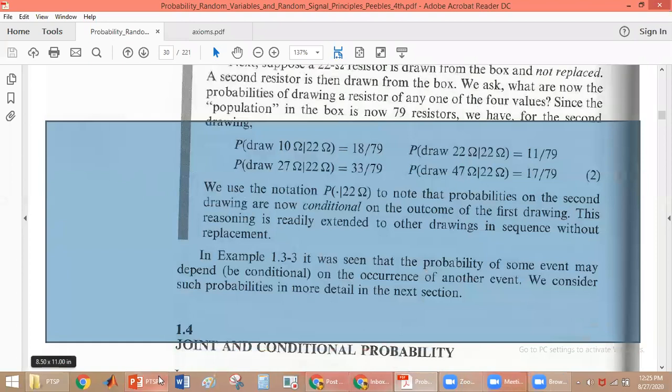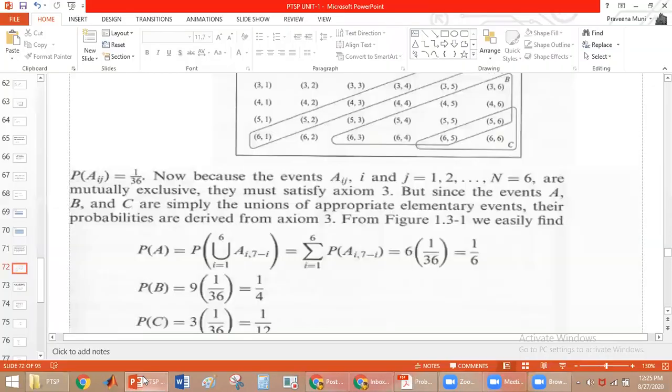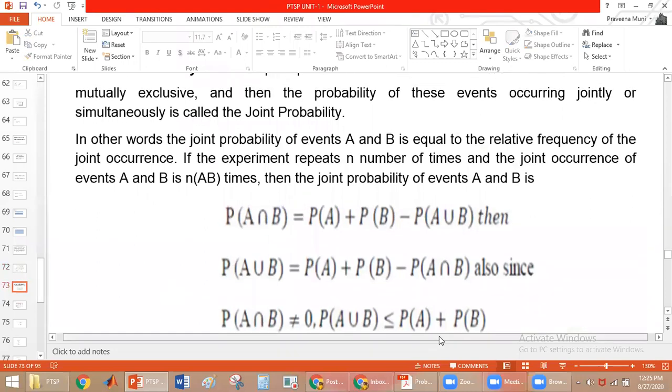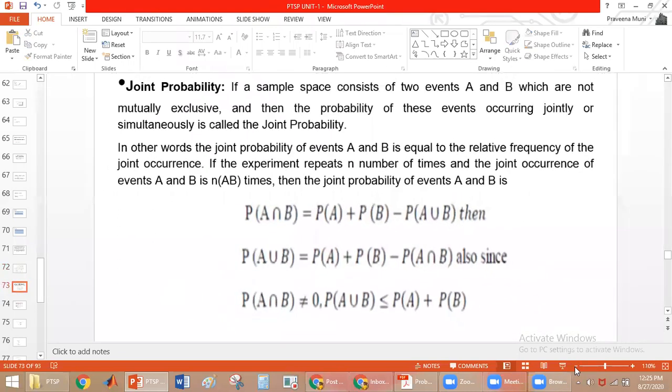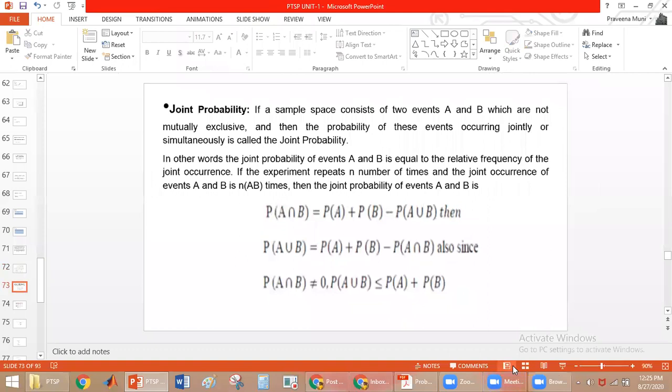Any doubts, students, here? Is it clear? Understood? Yes, ma'am. Yes, ma'am. Thank you, ma'am. Only one student's voice I can hear every time. I think Chandana, no? Chandana, you will be telling me every time?